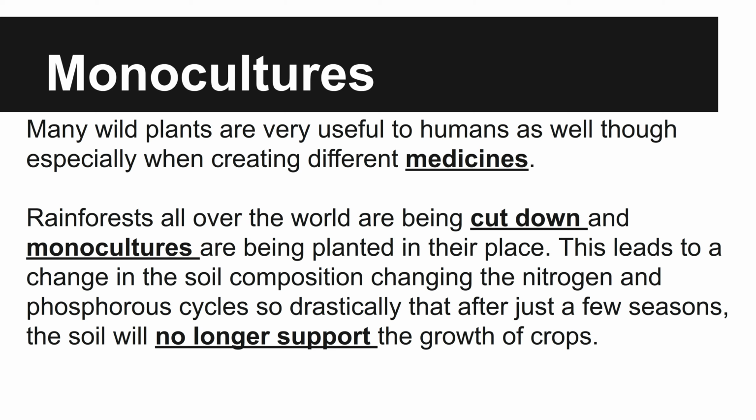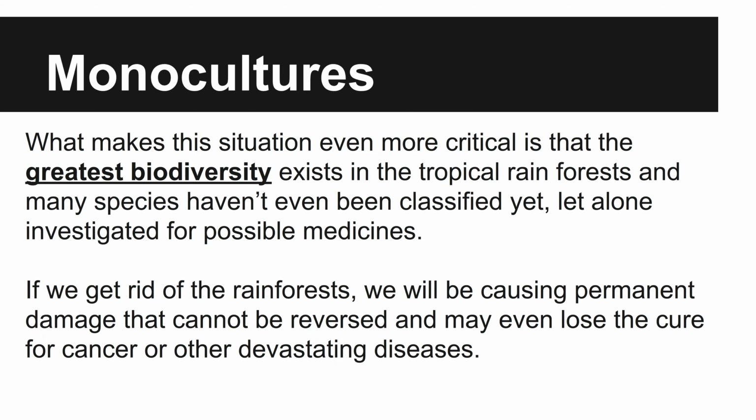This leads to a change in the soil composition, which changes the nitrogen and phosphorus cycles, which we'll talk about in the next chapter, so drastically that after just a few seasons, the soil will no longer support the growth of crops. You'd think a rainforest would have really good soil, since there's lots of things that grow there, so people say, we'll grow crops there. But the problem is they take all the nutrients out through their crops because of the monocultures, and after just a few seasons, nothing will grow there.